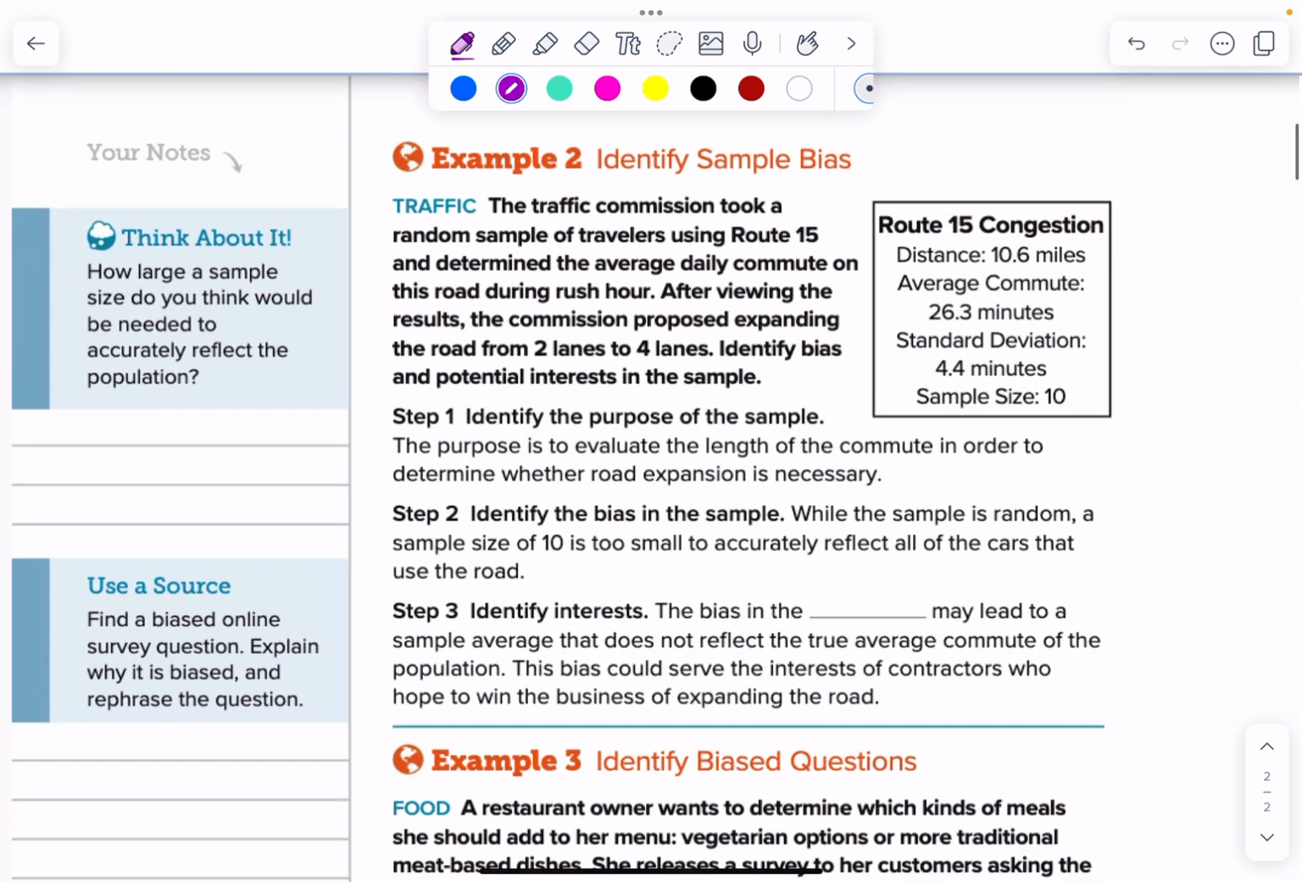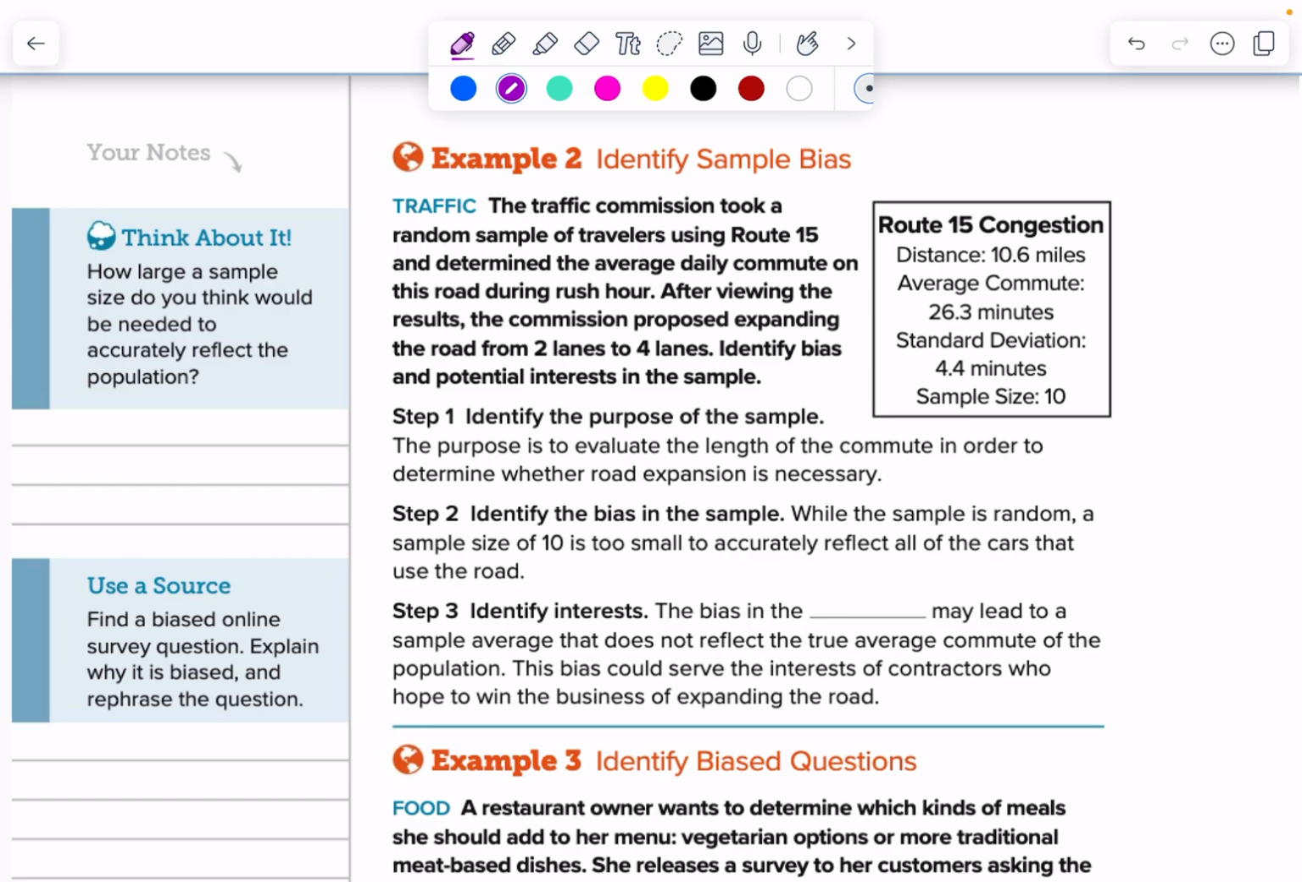Example 2. The Traffic Commission took a random sample of travelers using Route 15 and determined the average daily commute on this road during rush hour. After viewing the results, the commission proposed to expand the road from 2 lanes to 4 lanes. So evidently this is a widely trafficked road. We need to make 4 lanes instead of 2 to get everybody down it because there's just lots of built up traffic, okay? Identify bias and potential interest in the sample, okay?